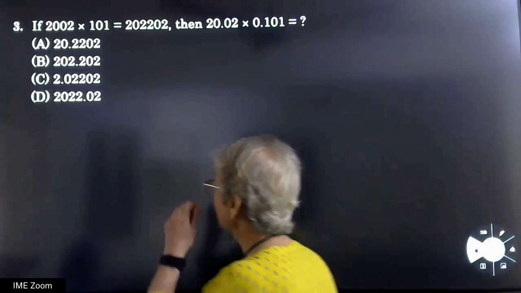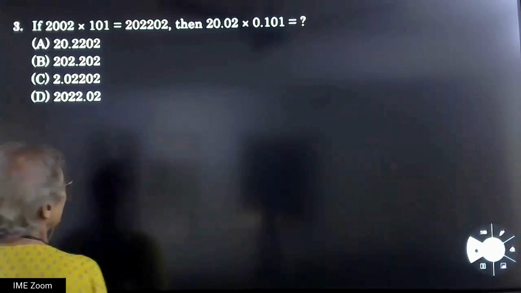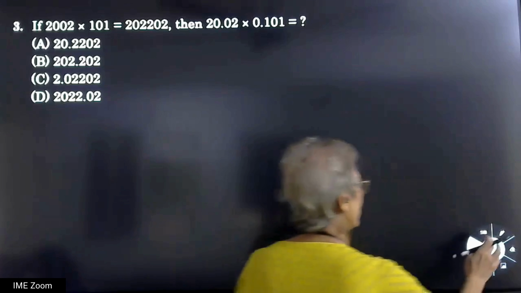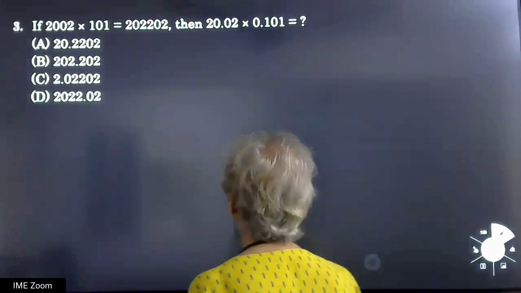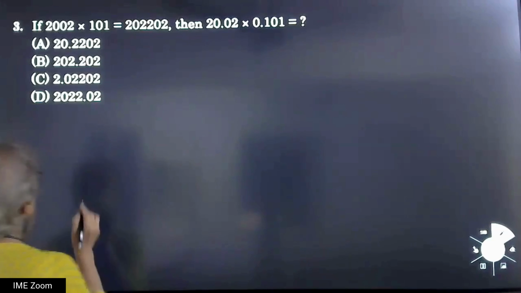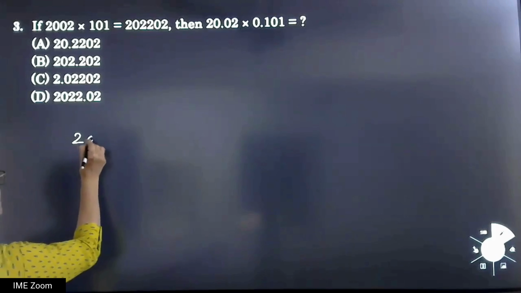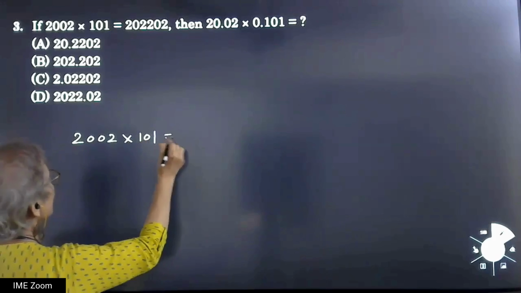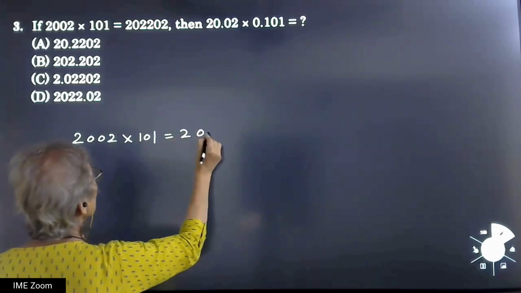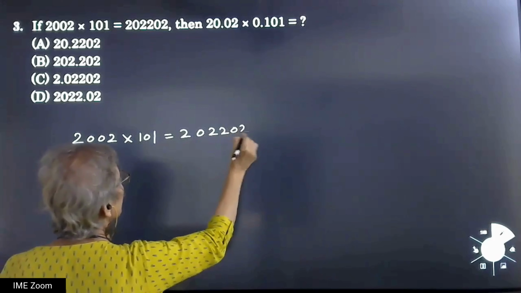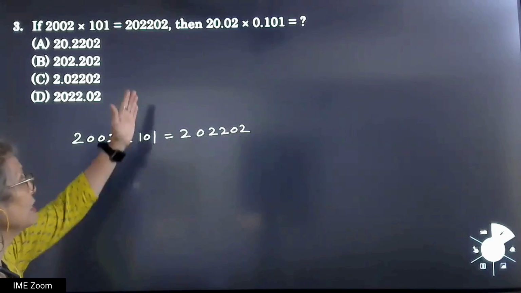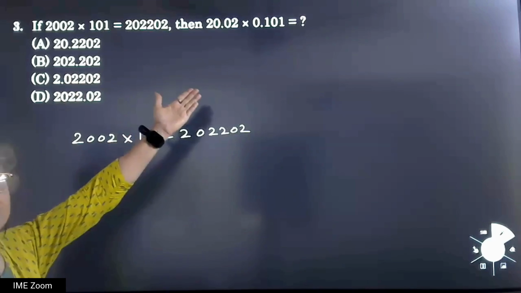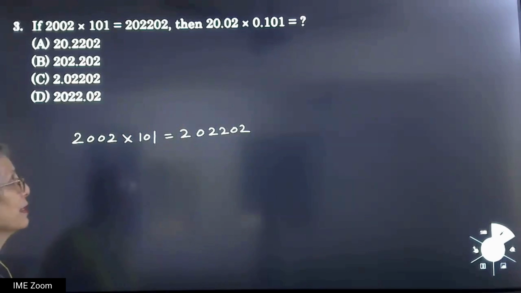Look here. Now what is given to us? 2002 into 101 equals 202202. And now the same numbers are given in decimal fraction form, right?